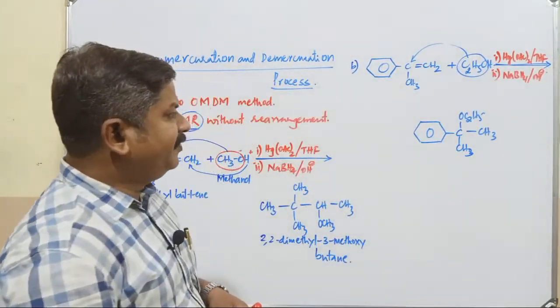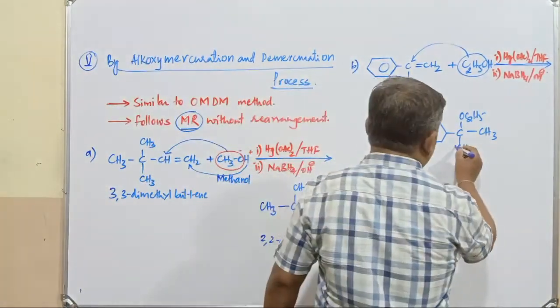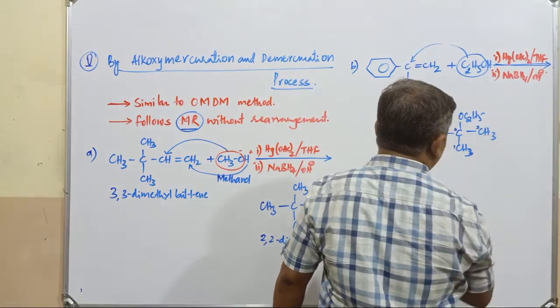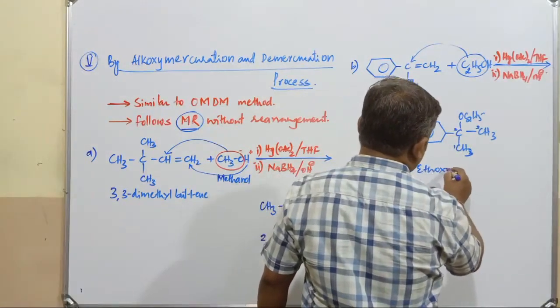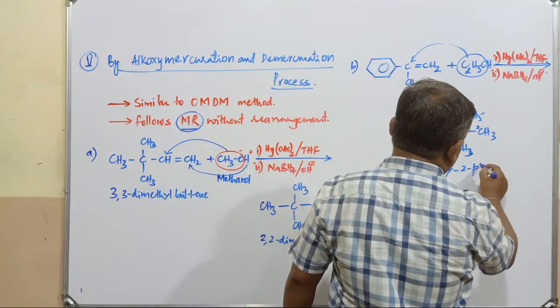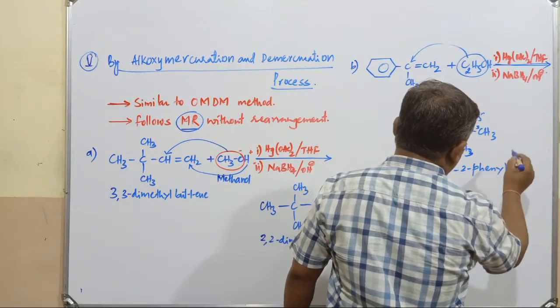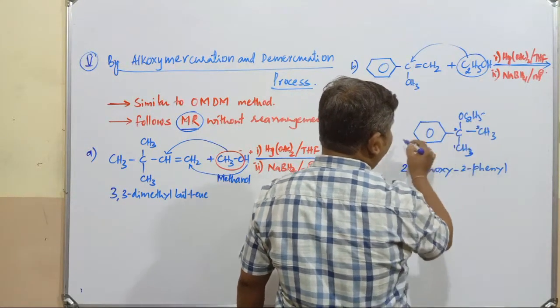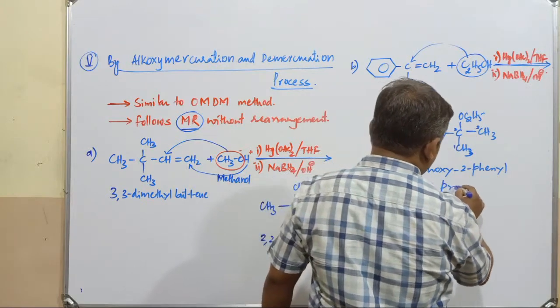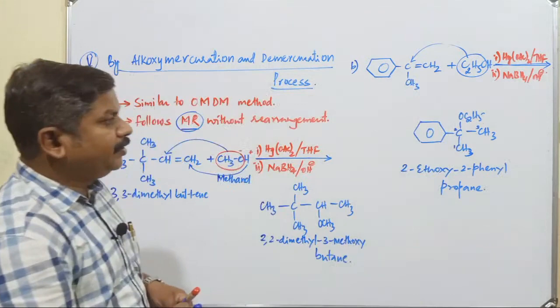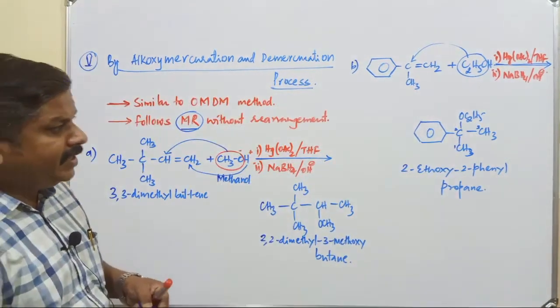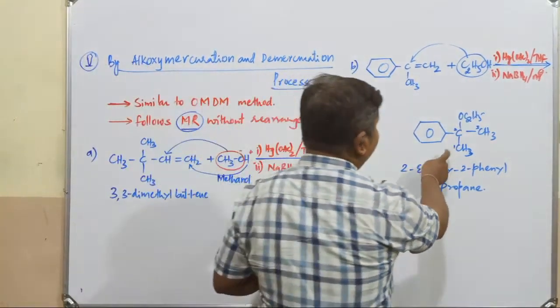What is the name of this ether compound? It is number 1, number 2, number 3. It is 2-ethoxy, 2-phenyl. This is the ethoxy group, this is the phenyl group. Propane, as there are 3 carbon atoms in the long chain. It is 2-ethoxy-2-phenylpropane. That is the IUPAC name of this particular ether.